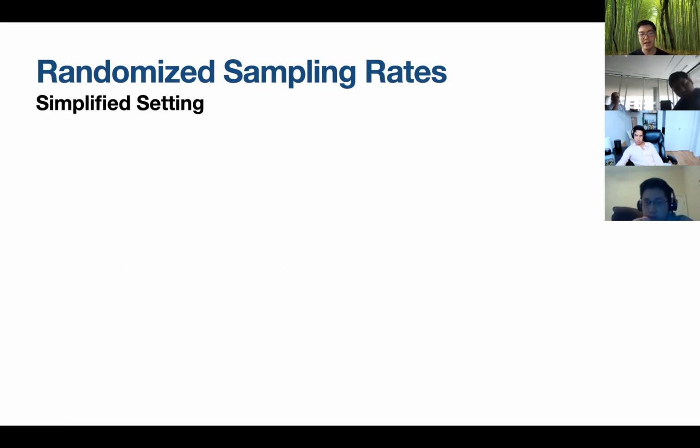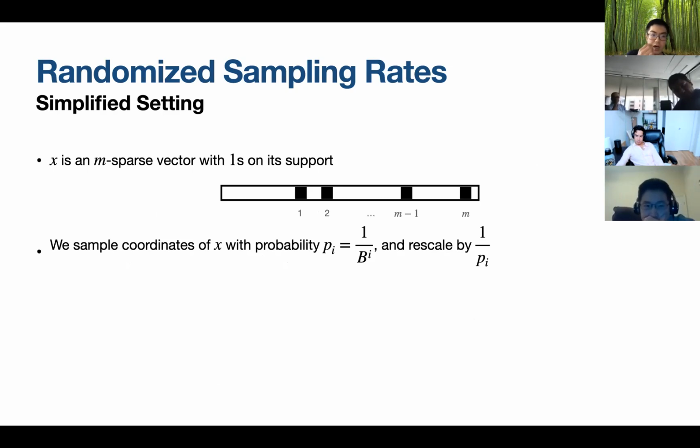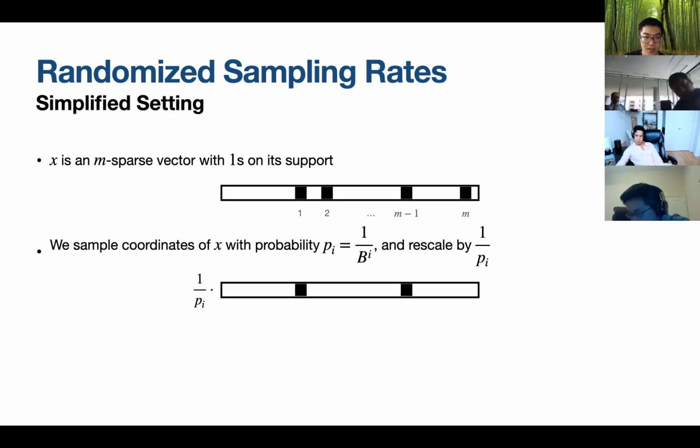In order to analyze this algorithm, I want to simplify the setting again, where this time I'm just going to say that I just have all ones on its support, since we no longer care about these random signs now that we talked about the sign cancellations. So I take my vector to be all ones on M coordinates, and we're going to sample the coordinates of X with probability Pi, which is 1 over B to the I, where I need this flexibility to choose B later. Before we chose it to be log n. And then again, we're going to scale it by 1 over Pi.